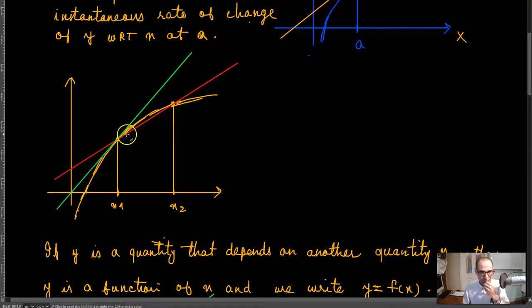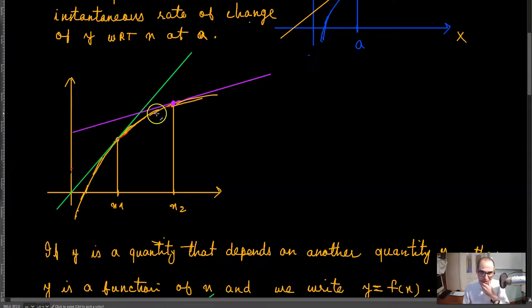Using the exact same procedure, I could draw a tangent line over here, and the slope of this line would represent the instantaneous rate of change at x2, and the slope of this green line would represent the instantaneous rate of change of the function at x1, right? And you can forget about this red line for now. It is not really that important.